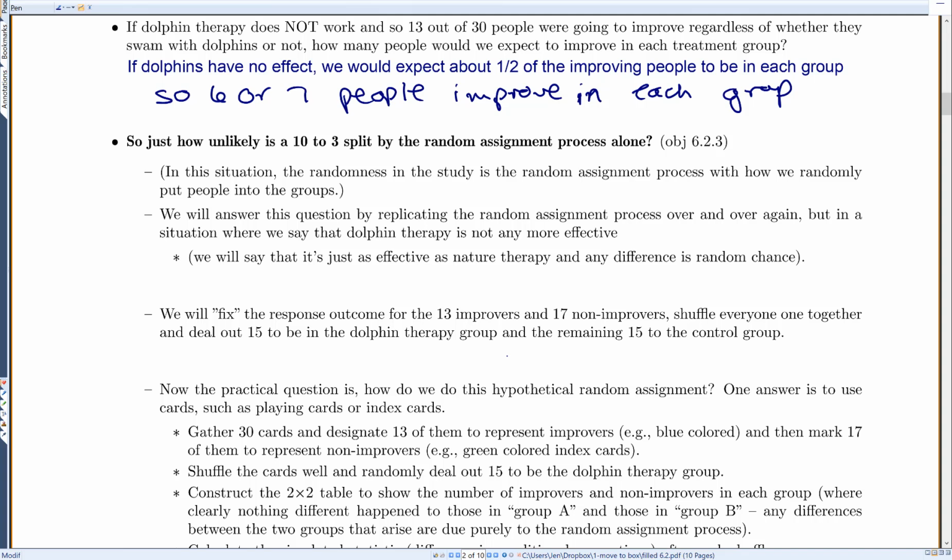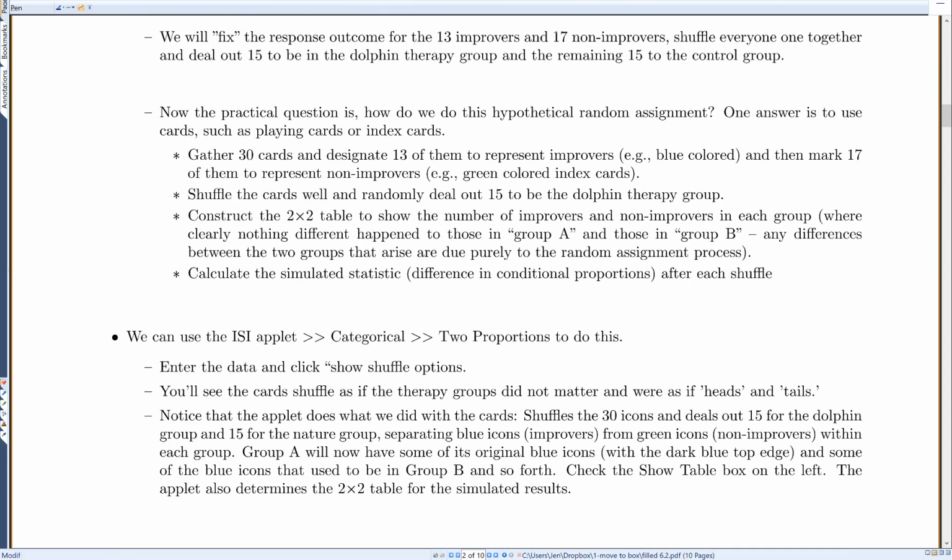To do this, what we do is we fix the response outcome to have 13 improvers and 17 non-improvers, and we kind of shuffle everyone together and deal out 15 people to be in the dolphin group and 15 people to be in the control group. Now, how do you actually do this, hypothetically? The easiest way isn't with cards or dice like we did before.